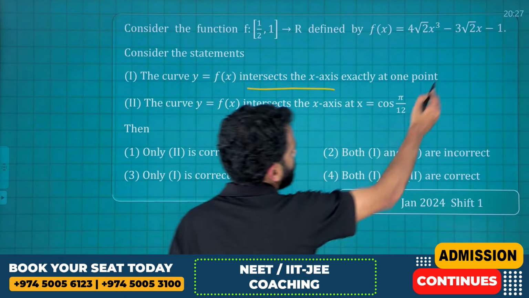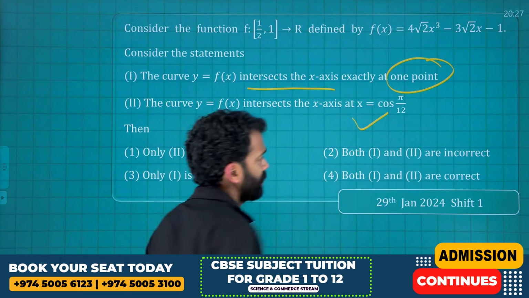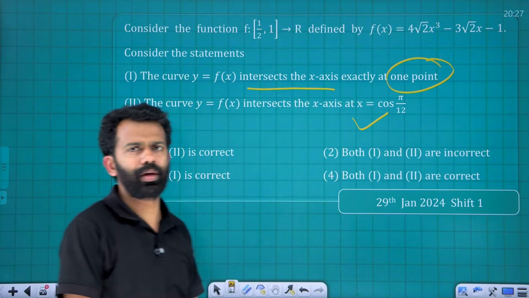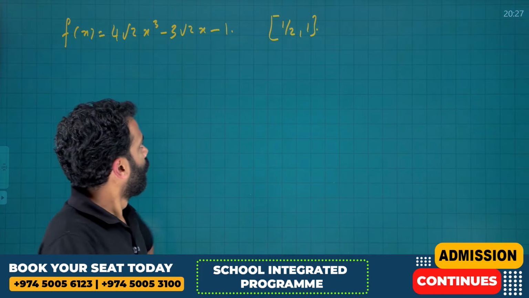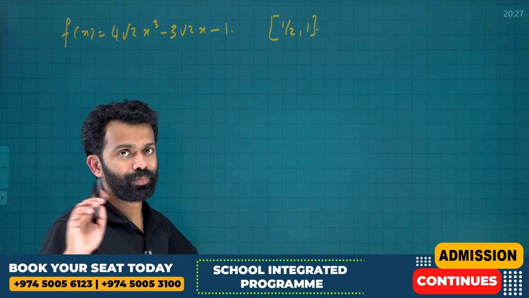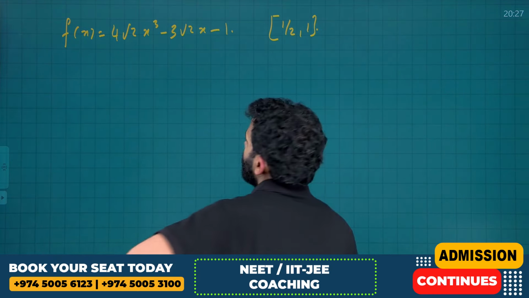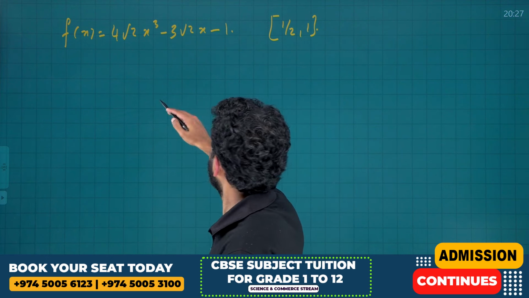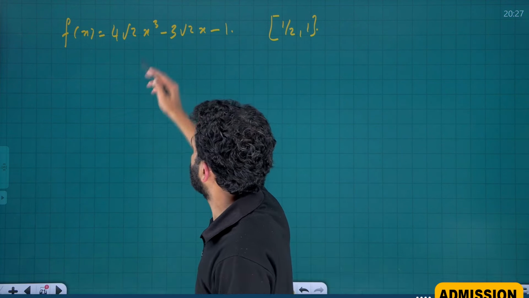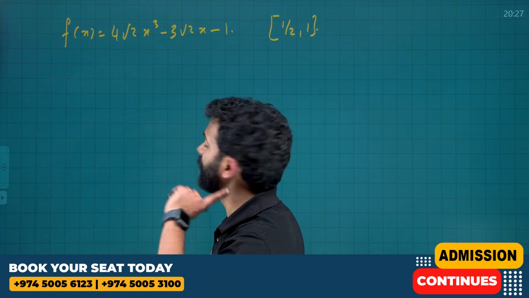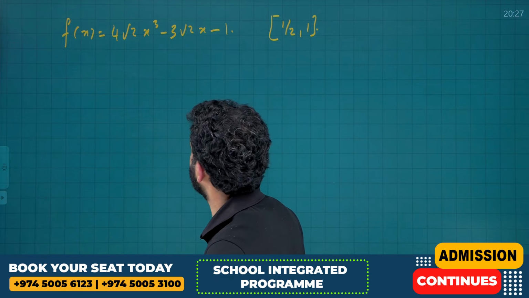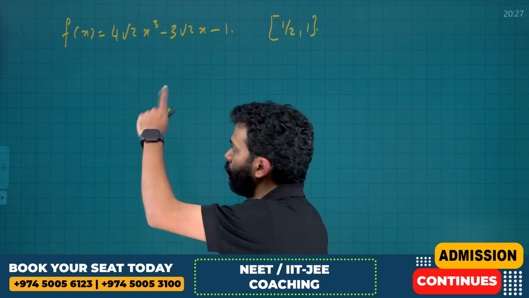Intersect the x-axis at exactly 1 point, and if it intersects, the point is x is equal to cos pi by 12. Wait. So, a doable question, I think. We need to find whether this function is increasing or decreasing. Okay, I think it will be better. I will tell you the method along with the steps.